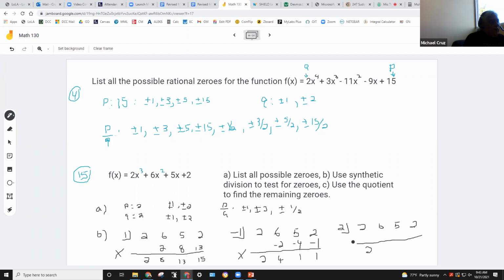So bring down the 2. 2 times 2 is 4. Put it right here. Add up 6 and 4 is 10. 2 times 10 is 20. That's going to give us 25. And that's 50. 52. So this one's not yet. All right. Let's go over to the next slide here.